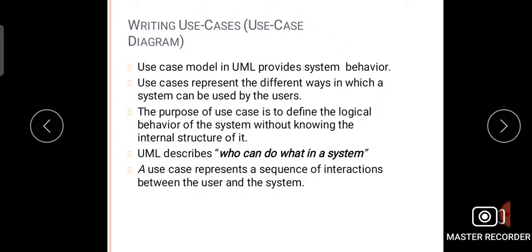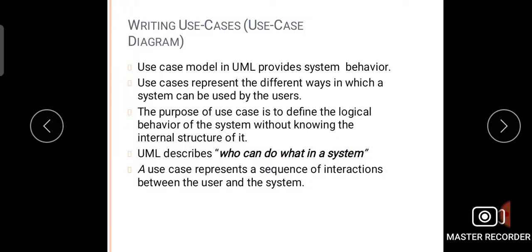The use case model in UML provides system behavior. Use cases represent the different ways in which a system can be used by a user. The purpose of a use case is to define the logical behavior of the system without knowing its internal structure. The main theme of UML use cases is who can do what in the system. Once again, the main theme for use case is who can do what in the system.